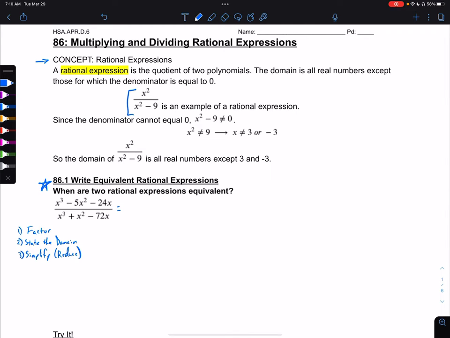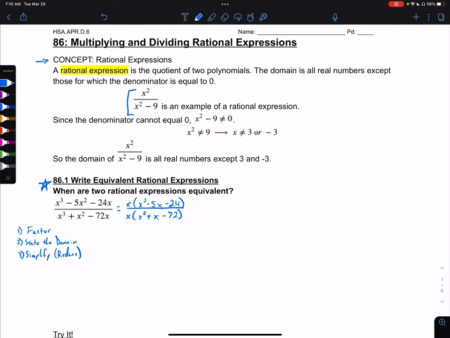So if I look at the numerator, the first thing I notice is that each of these terms has an x value. So what I can do is I can factor that x out. That would be a GCF in this case. So I'd have x times, and I would be left with x squared minus 5x minus 24. And if I look at the denominator, I can actually do the same thing. I can take an x out. So I'm going to factor out an x, and I would be left with x squared plus x minus 72.